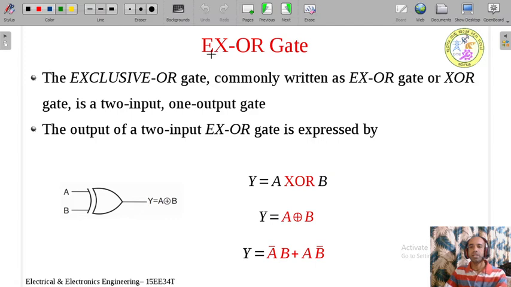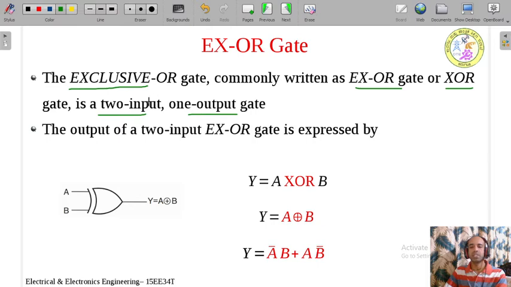So the next type of gate is the XOR gate. This XOR gate is called the exclusive OR gate. This is the full form of the XOR gate, exclusive OR gate. Commonly written as EXOR or XOR gate. It is commonly a 2 input and 1 output gate.